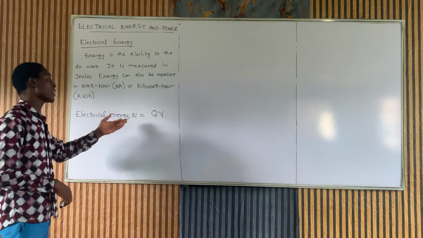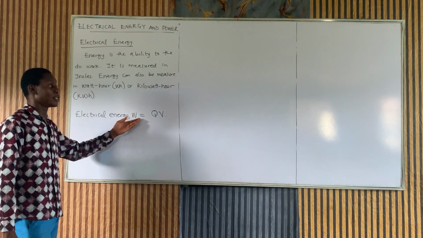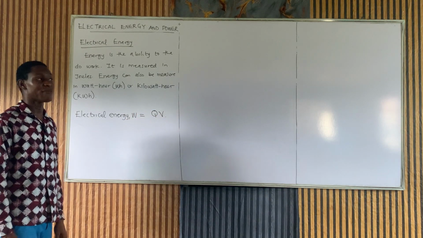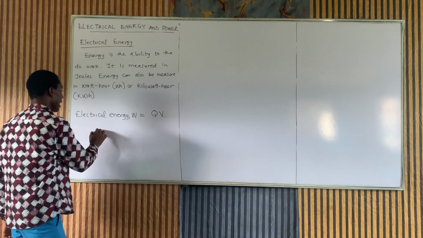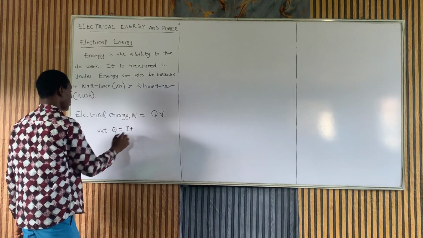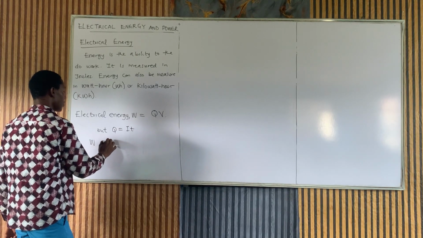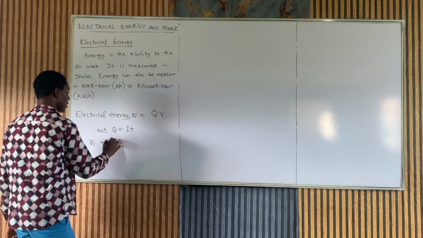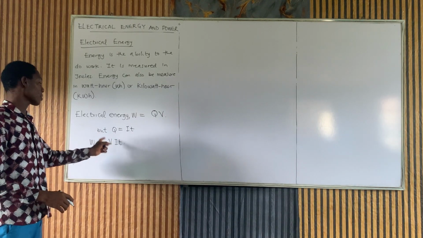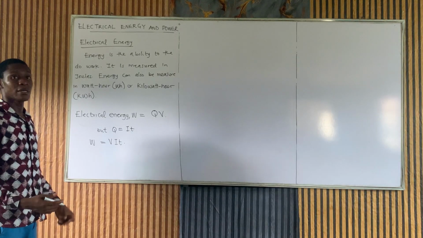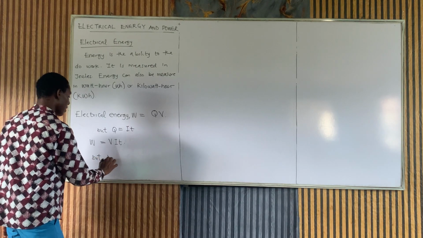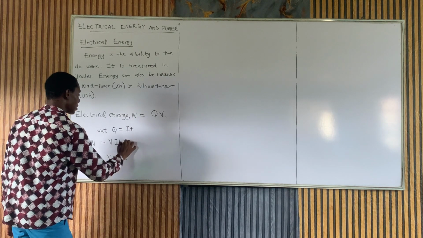You see, electrical energy represented with W is given as charge times the potential difference or applied voltage. And we know that Q, which is electrical charge, is current times time. So electrical energy can be V times I times T, current times time times the applied voltage. Again, using Ohm's law, we know that V is equal to IR. Let's call this equation 1 first.